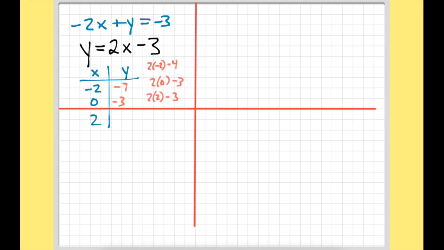Oops, made a mistake up here. That should have been 3. 2 times 2 minus 3 is 1. So I've got 3 points here. Negative 2, negative 7, right here. 0, negative 3, here. And 2, 1, right here. So what I can do is get out my ruler and make sure that these form a straight line. If they don't form a straight line, then that means that I've done something wrong with one of my points and I need to go back and check that.